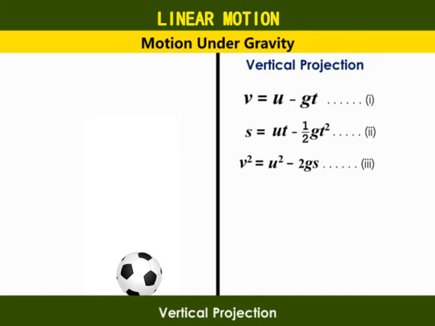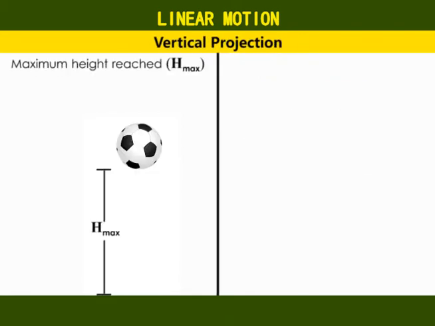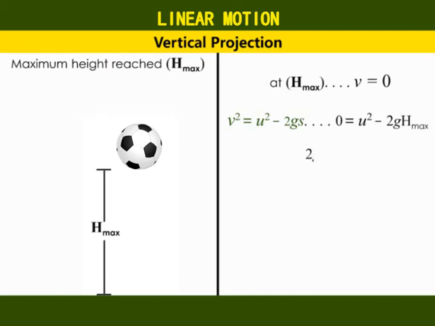The first one is the maximum height. Maximum height h maximum is attained when the final velocity v is 0. From v squared is equal to u squared minus 2gs, we shall have 0 is equal to u squared minus 2gh maximum. Therefore, 2gh maximum is equal to u squared, and therefore h maximum is equal to u squared over 2g.